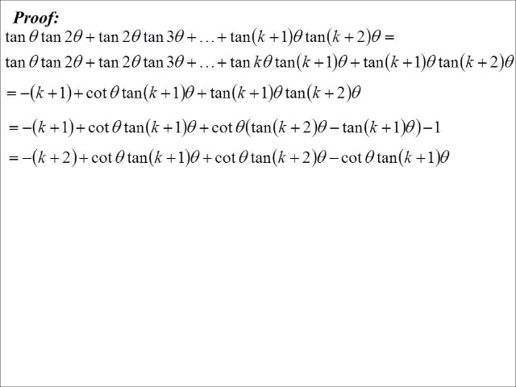Now, expand that all out. The minus k plus 1, minus 1. So that gets me the minus k plus 2. That's, I think, what we were looking for. Then I've got cot theta, plus cot theta with the tan k plus 1 theta and a minus, so that will cancel. So I have minus k plus 2 plus cot theta tan k plus 2 theta.